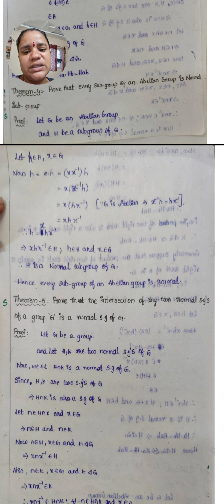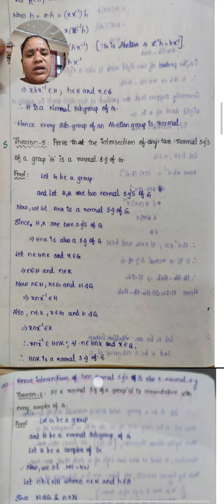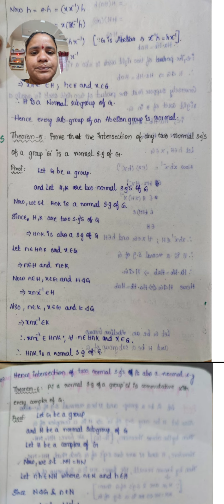So x inverse into h, so x of x inverse into h is equal to x into hx inverse, which is equal to xhx inverse. So xhx inverse belongs to H, where h belongs to H and x belongs to G. Therefore H is a normal subgroup of G. Hence every subgroup of an abelian group is normal.